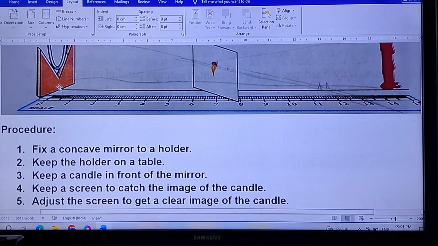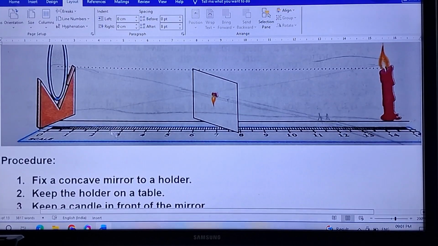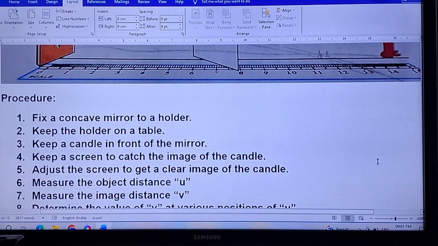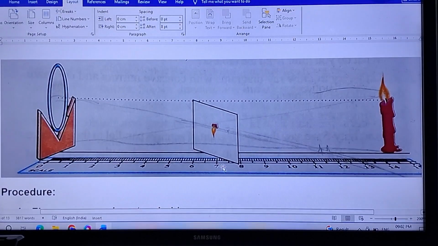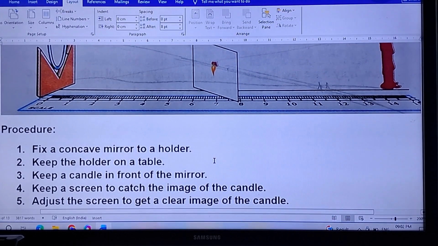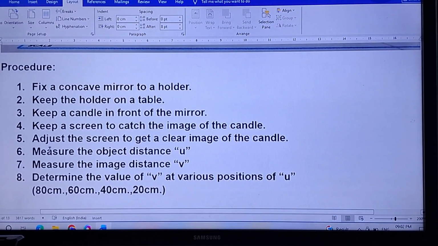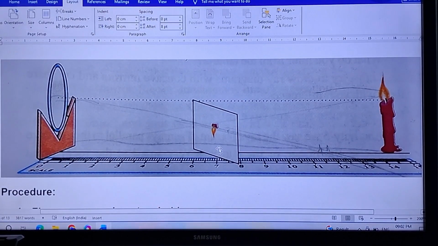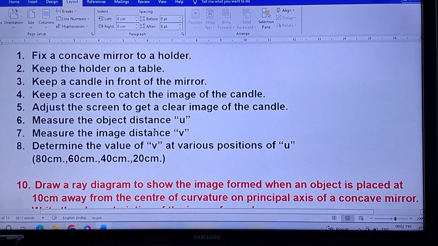Here, this is the holder, you have to fix it and keep the holder on the table. Keep the candle in front of the mirror. See, this is the mirror, and in front of the mirror you are keeping the candle, and then keep a screen to catch the image of the candle. See, this is the screen which is placed to find the image of the candle. Adjust the screen to get a clean image of the candle. This screen should be adjusted so that you will get a clean, clear image.